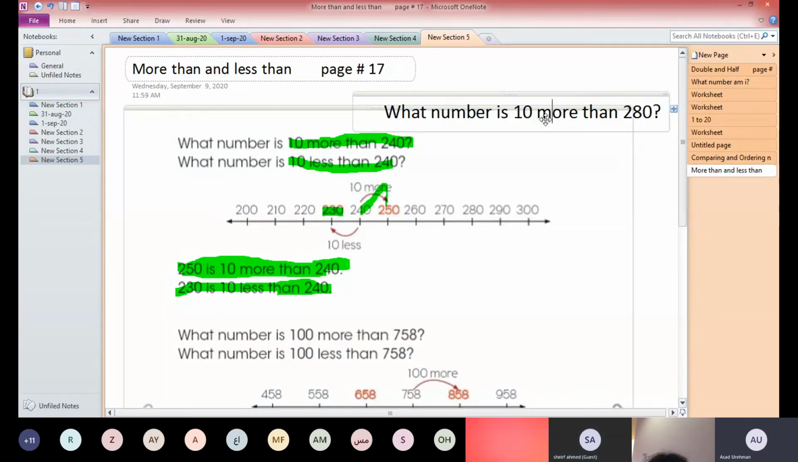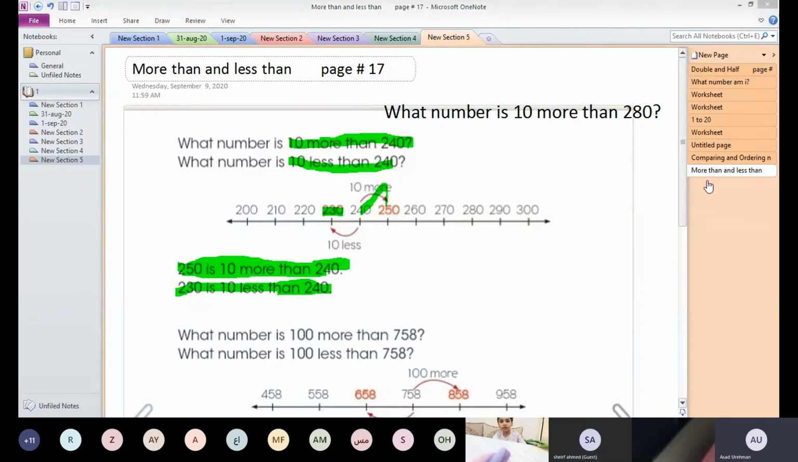What number is 10 more than 280? Yes, reply to me. 290. Very good. 290.